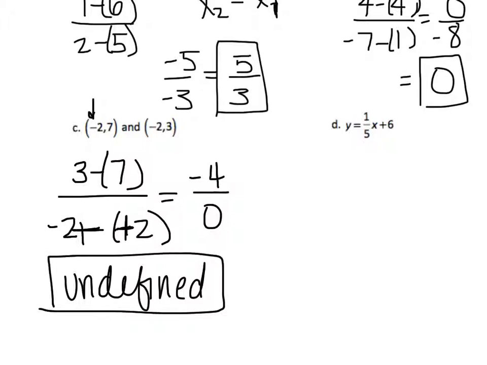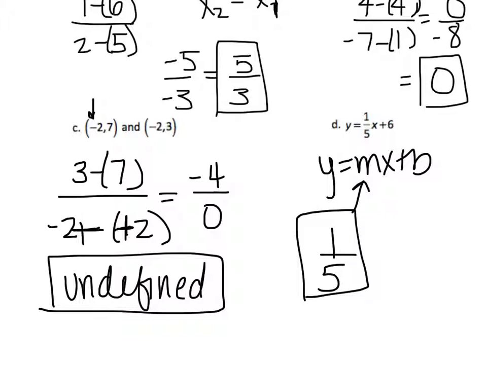And then last one, when it's in slope-intercept form, remember y equals mx plus b. The slope is in front of the x because that tells us what's changing. So your slope is just 1/5.